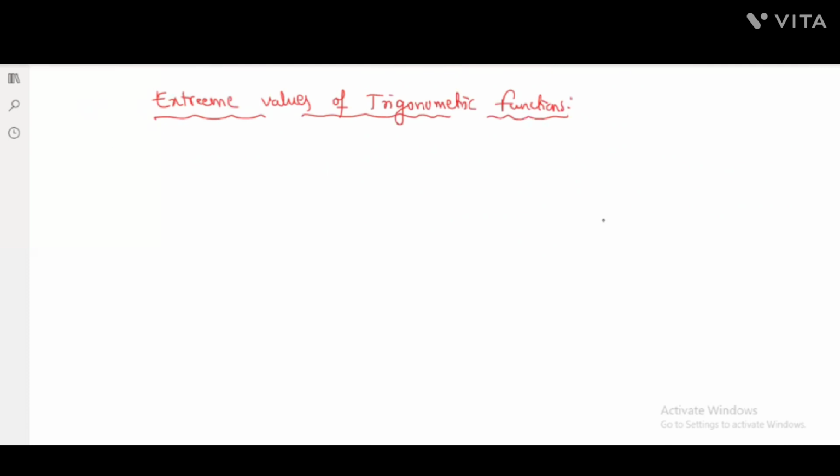So how can we find them? First, if the trigonometric function is in the form of a cos x plus b sin x plus c, then the range or extreme values of this will be c minus root of a square plus b square, comma, c plus root of a square plus b square. So these are the extreme values. Let's see the proof for this.